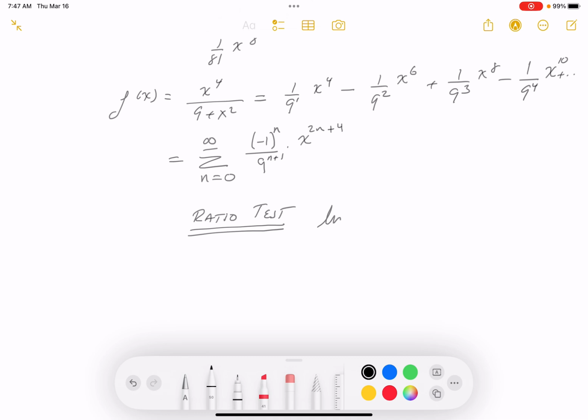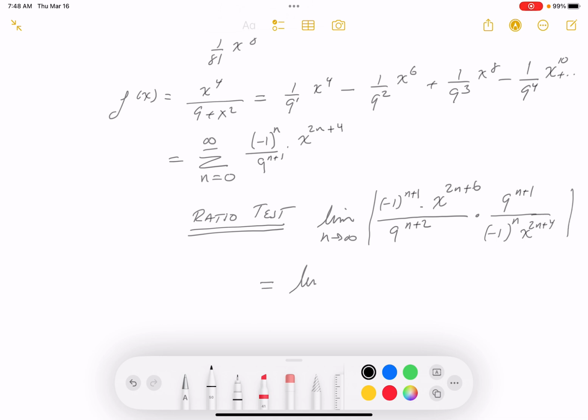It's going to be the limit as n goes to infinity. Now let's write this carefully down. So it's minus 1 to the n plus 1 times x, well, it's going to be 2n, still 2n, plus 2 plus 4 is plus 6. What goes in on bottom? That would be 9 to the n plus 2. I'm going to divide by that term, but it's like multiplying by its reciprocal. I'll put this over here, 9 to the n plus 1 over minus 1 to the n and x to the 2n plus 4, absolute value. Let's simplify that.